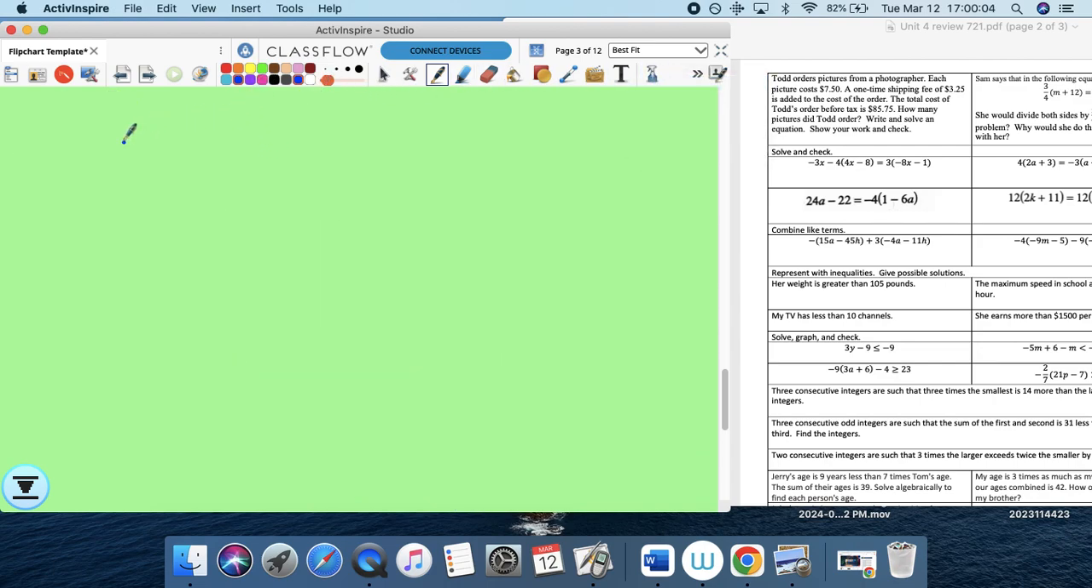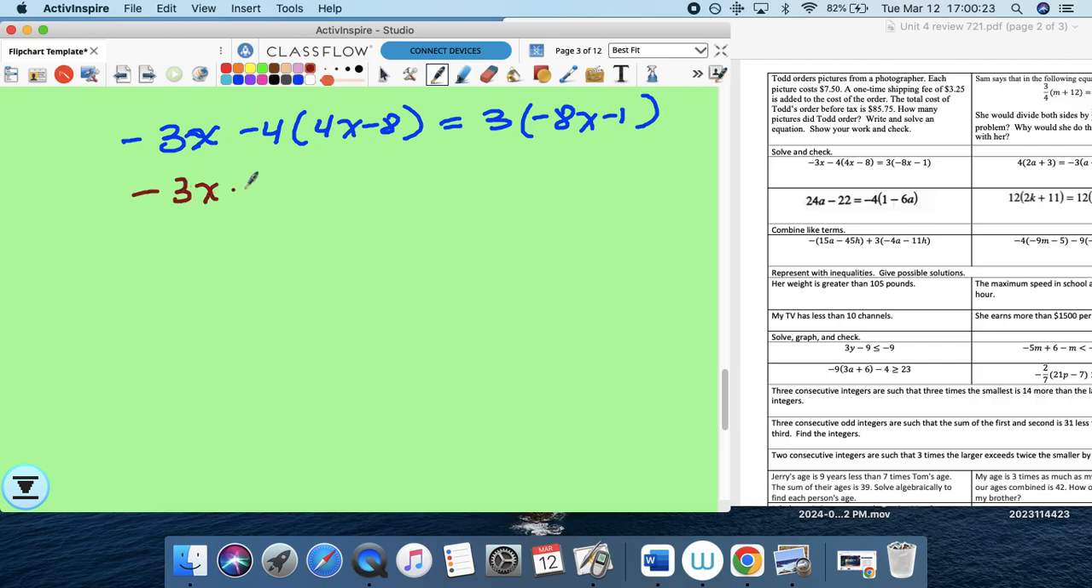Solve and check. Negative 3x. Again, it says solve and check, guys, please. Negative 3x minus 4 times the quantity 4x minus 8 equals 3 times the quantity negative 8x minus 1. All right. Negative 3x minus 16x plus 32 equals negative 24x minus 3.